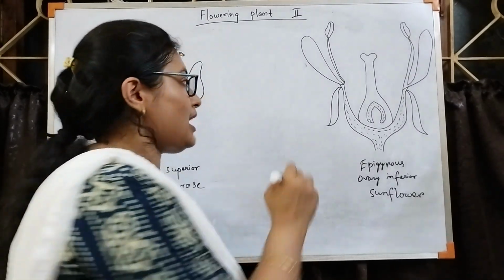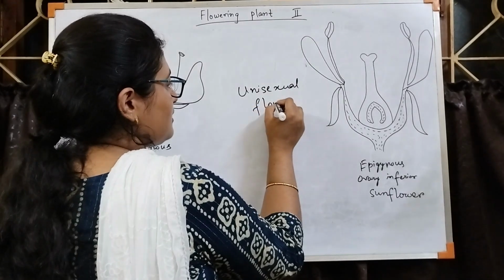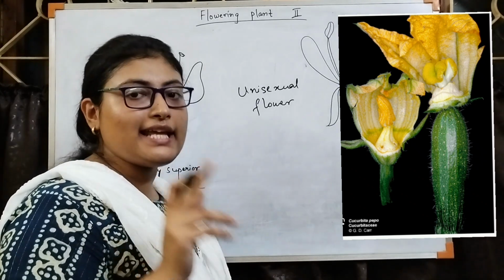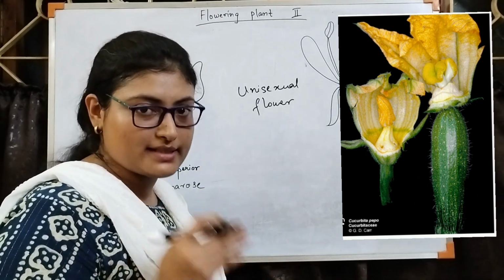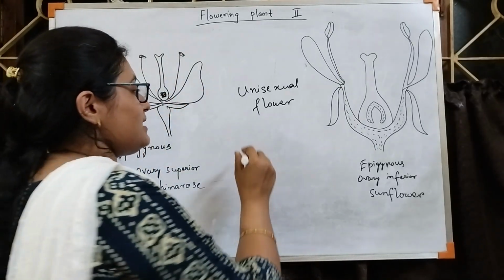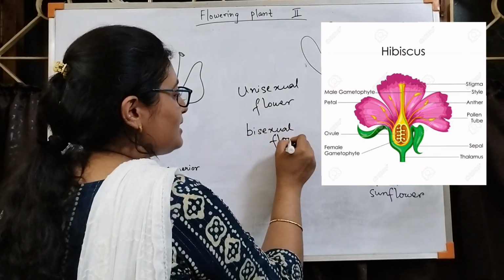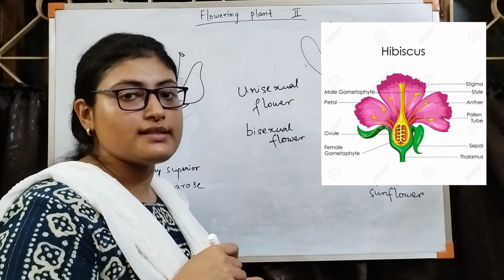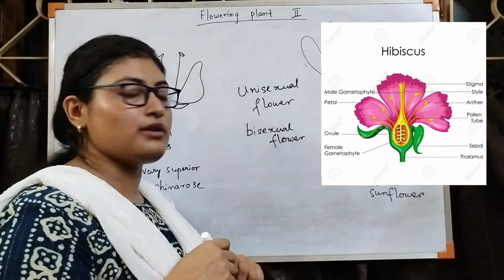Now unisexual flower means, uni means one and sexual is related to male or female. So if any one part, male or female, is present in the flower, then it is known as unisexual flower. Next type is bisexual flower. Bi means two. So bisexual means both the sexes, male and female, are present in one flower. So that is known as bisexual flower.